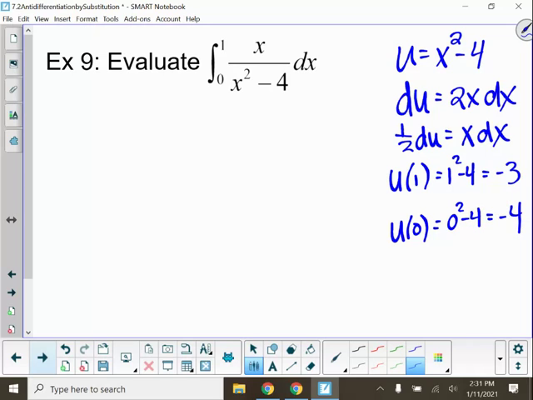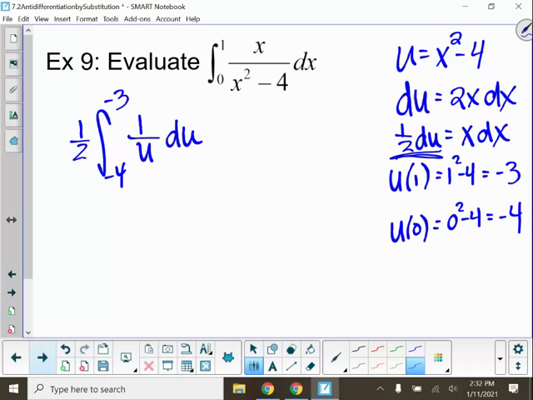So this now becomes the integral from -4 to -3 of 1 over u du. So instead of putting the u on the top of the fraction, I'm going to put it off to the side. And I almost forgot the 1/2. I had 1/2 du, so I'm going to go ahead and pull that out.